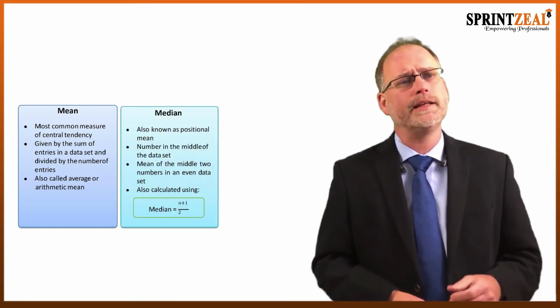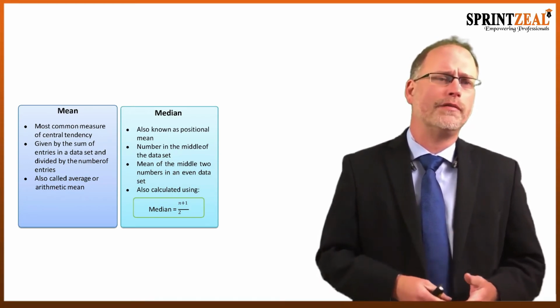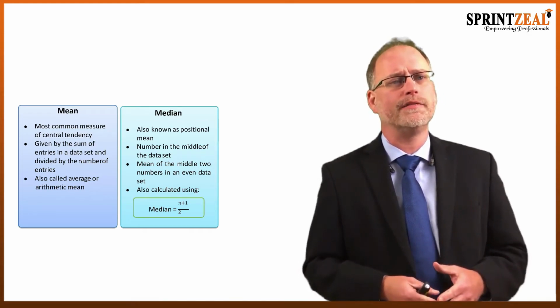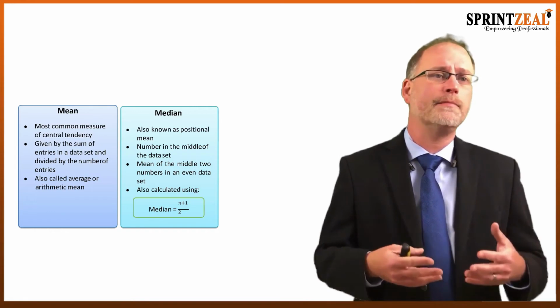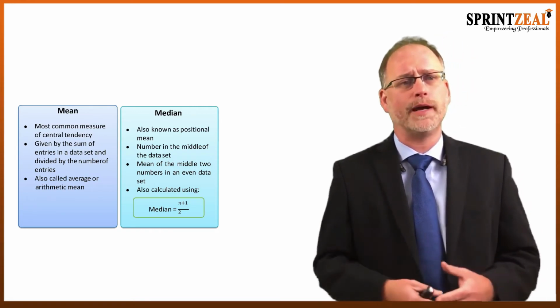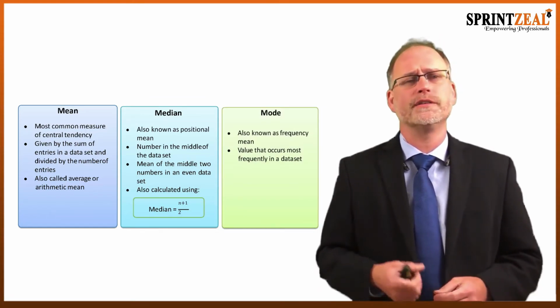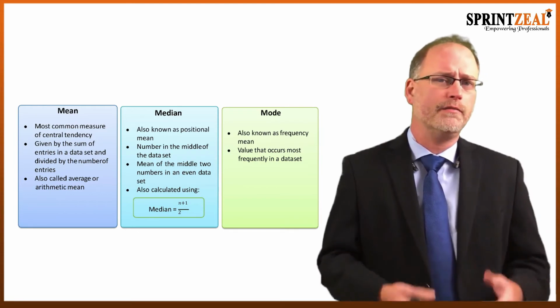Now, the median is also known as a positional mean. It's the number in the middle of all of our data sets. In the event of an even data set, we would take the mean of the middle two numbers, so we would add them and divide by 2 to get the median. Now, the mode is also known as the frequency mean. This is the value that occurs most frequently within your data set.